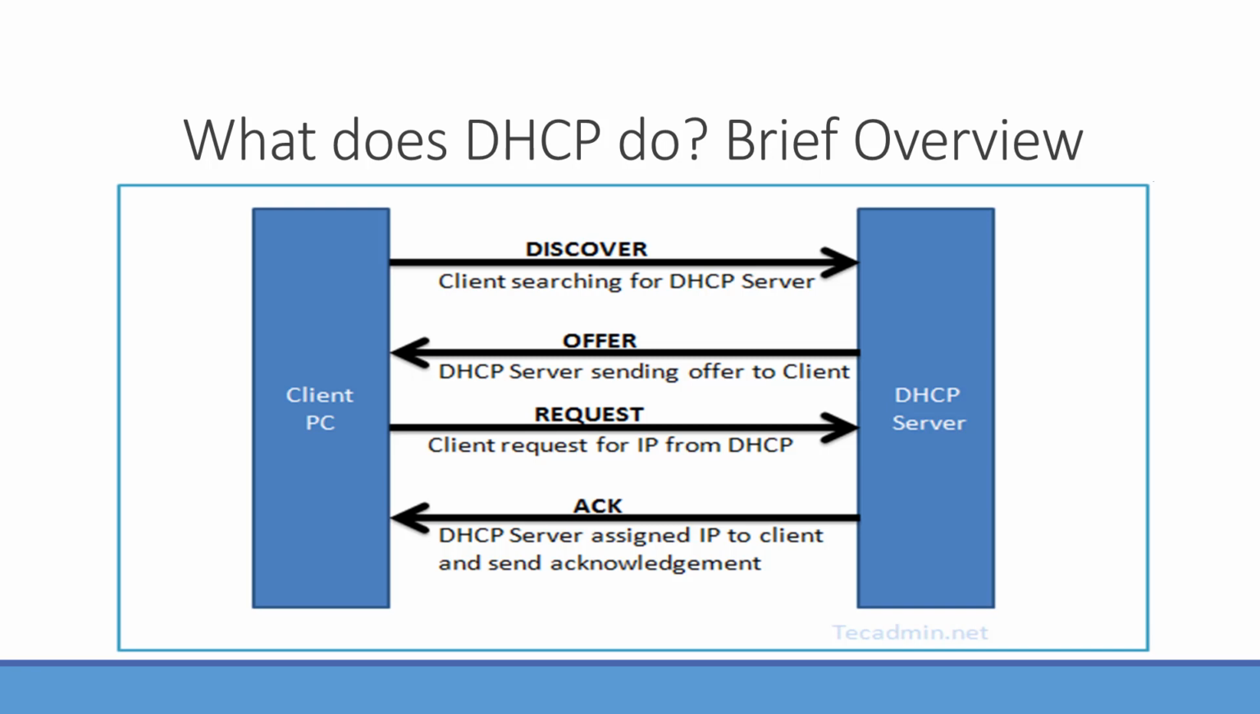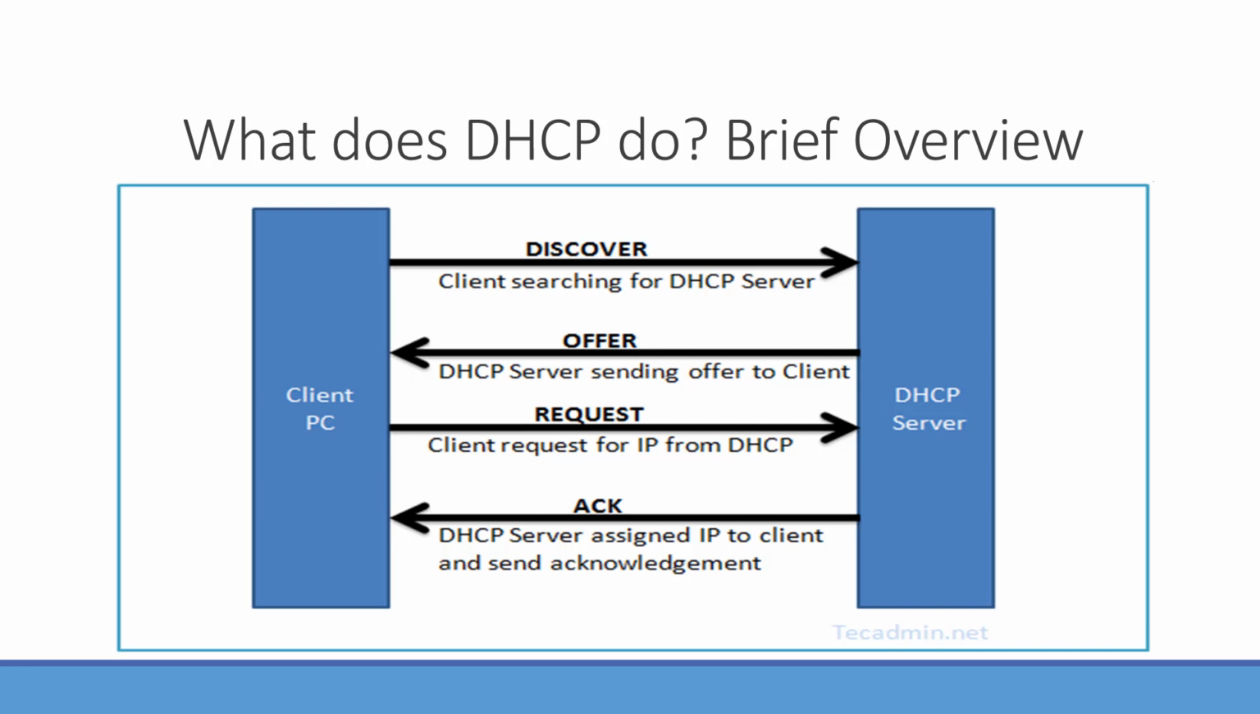The only way that it wouldn't be automatically sent would be if it were set up as a static IP address. So let's go through this process here, which is called DORA. First, it's called the discover process, the client will send out a broadcast to the DHCP server, and then the server will send back an offer. The server will see the broadcast and send back an offer to the client.